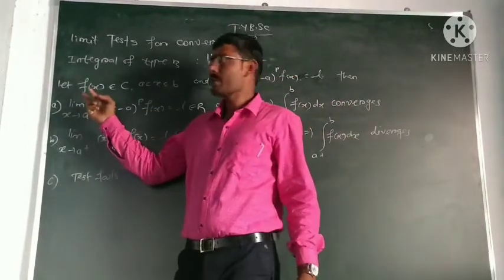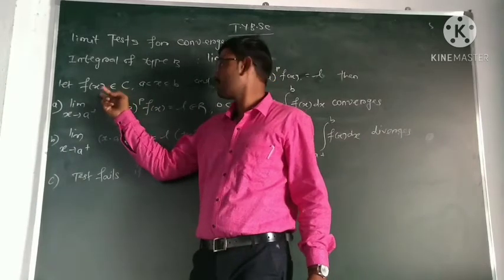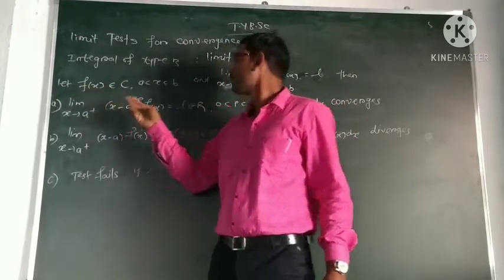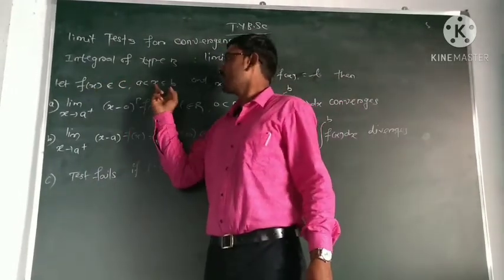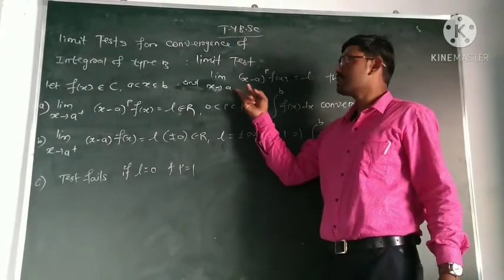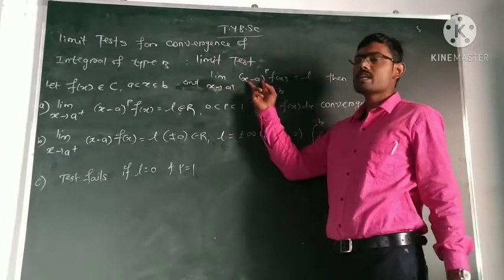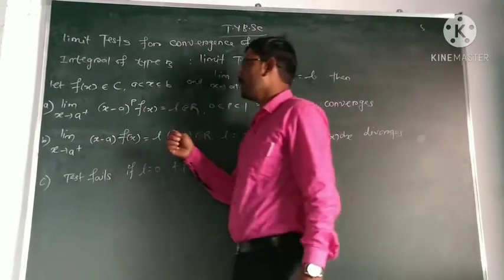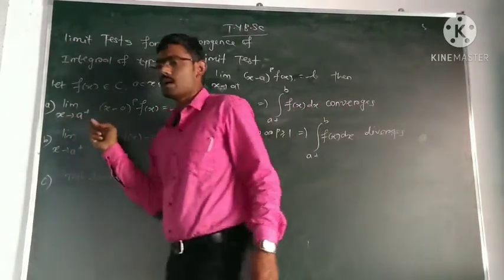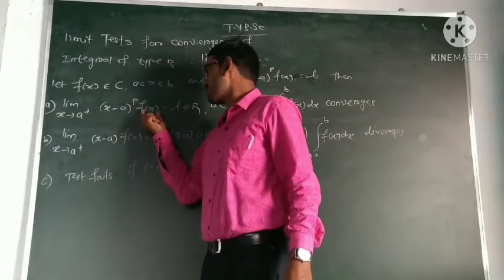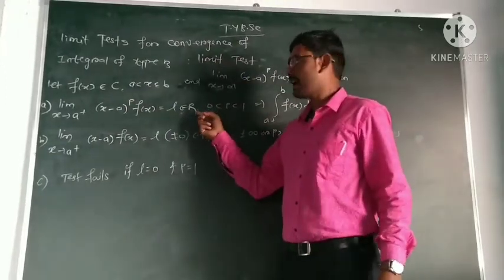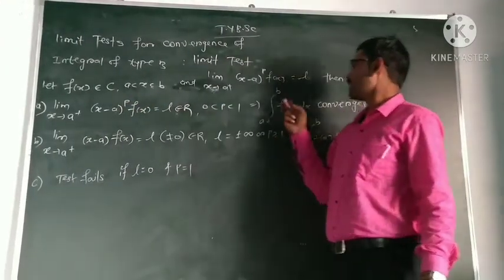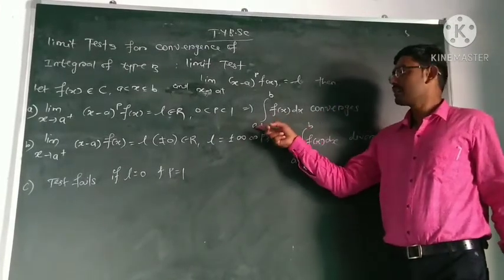Let a function f of x belong to the class of continuous functions, that is, f is continuous on the interval a less than x less than or equal to b, where a is the singular point of the function. Then, first part: if the limit as x tends to a plus of (x minus a) raised to power p into f of x is equal to l, a real number, and p is such that p is greater than 0 and less than 1, then the improper integral of f of x is convergent, where a is the singular point.